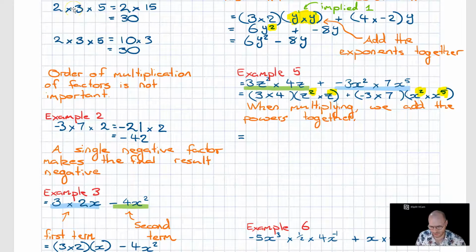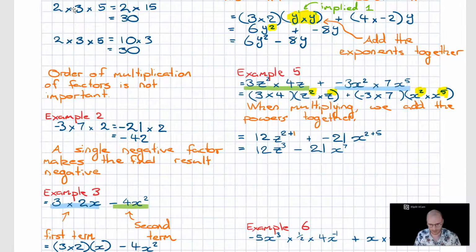So what that is going to look like is 3 by 4 is 12. And then we've got this z, 2 plus the implied 1. Secondly, we have negative 3 times 7, that's minus 21. Then we have x, and we're going to get 2 plus 5. Simplifying this, we're going to get 12z to the power of 3 minus 21x to the power of, that's going to be 7. And thus we are done.